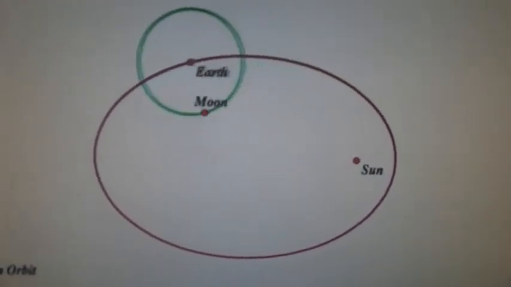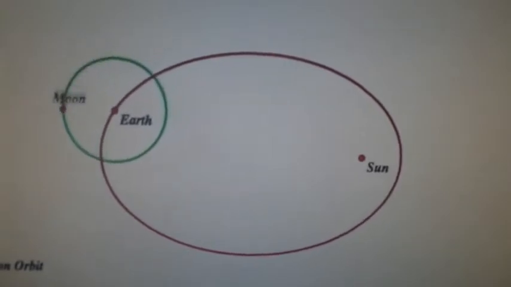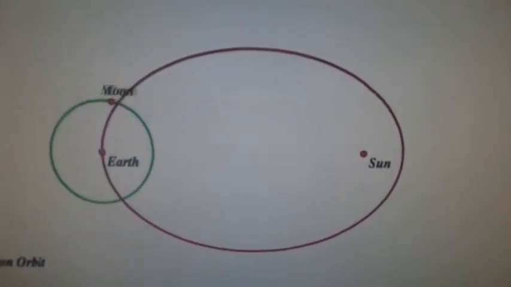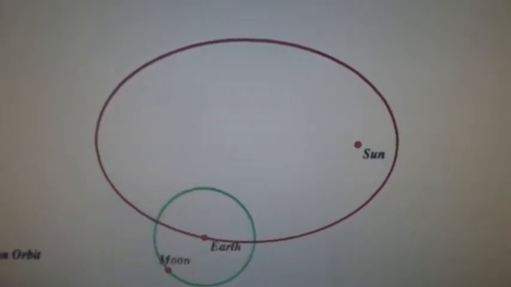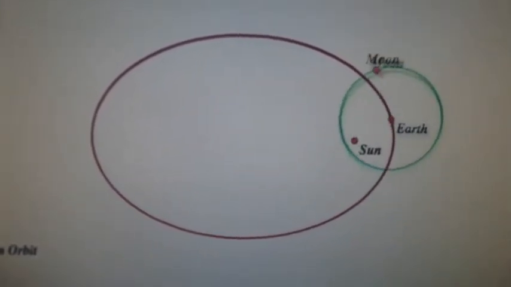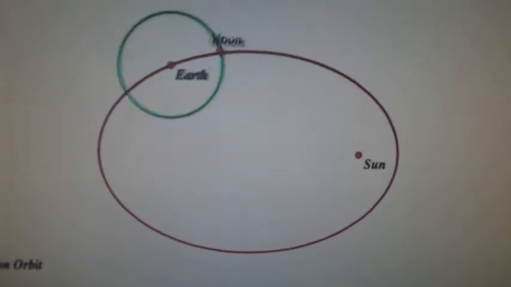Because of Earth's elliptical path, the average distance between the moon and the earth is about 238,857 miles. The moon has no light of its own, but reflects light from the sun.